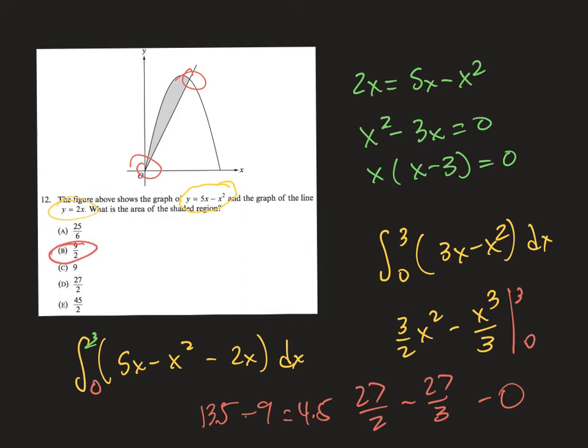All right, so obviously if you just pop this into your calculator, you'd get 9 over 2 a lot faster than I did. But that's how you run through this problem. The key is to get those intersection points so you know what your limits of integration are. Moving on.